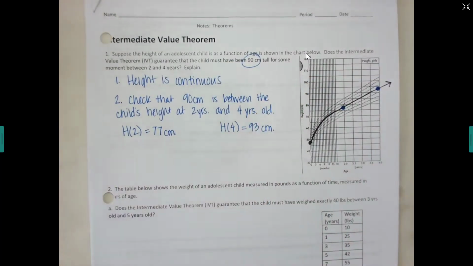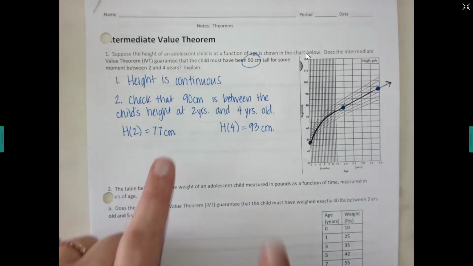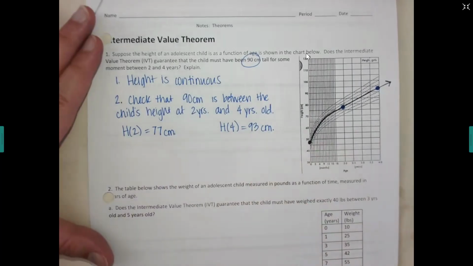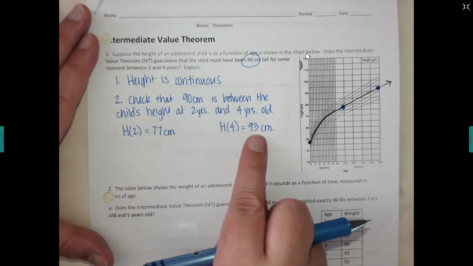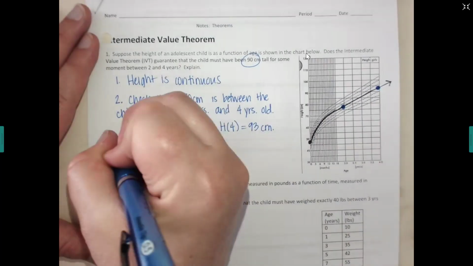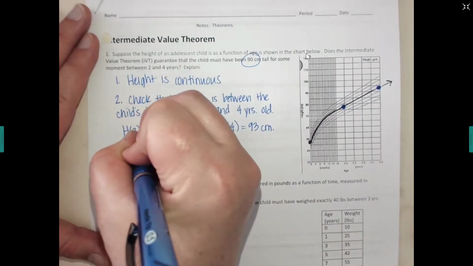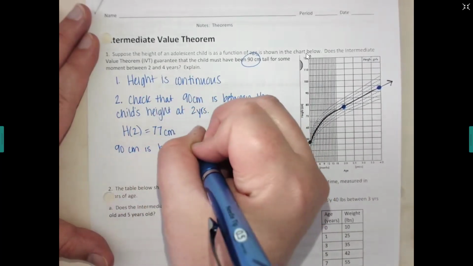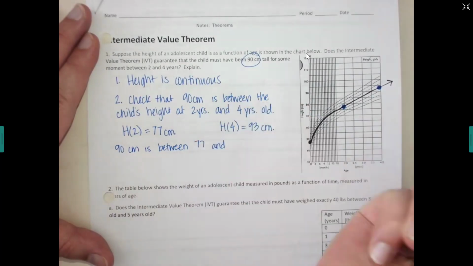Okay, so 90 centimeters is the y value that I want. Does it fall between these two y values? Yes or no? Yes. Then I know that he had to hit 90 centimeters before he could grow to 90. So I'm going to put here that 90 centimeters is between, we're answering that question, 77 and 93.